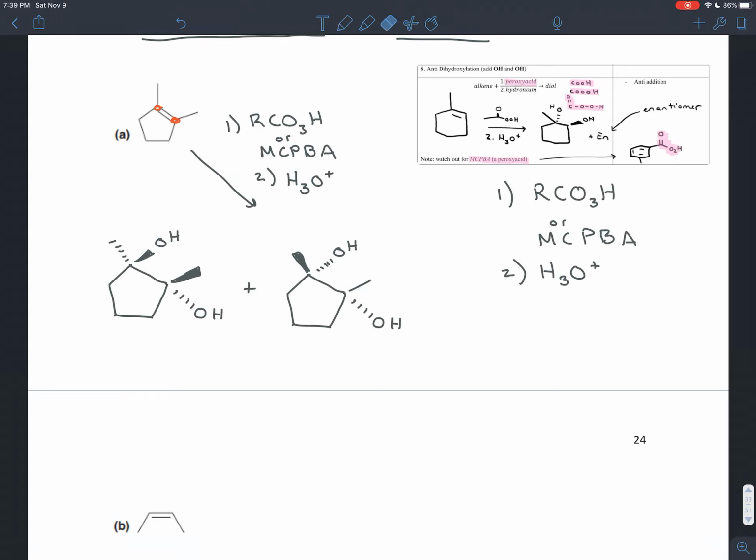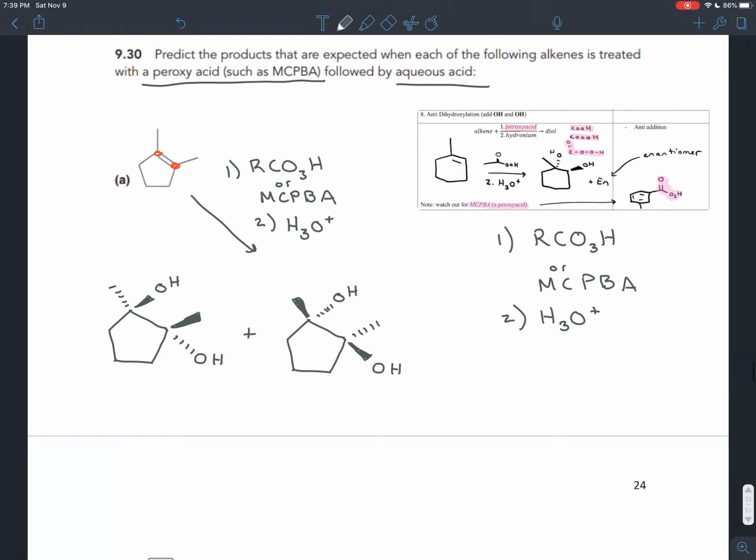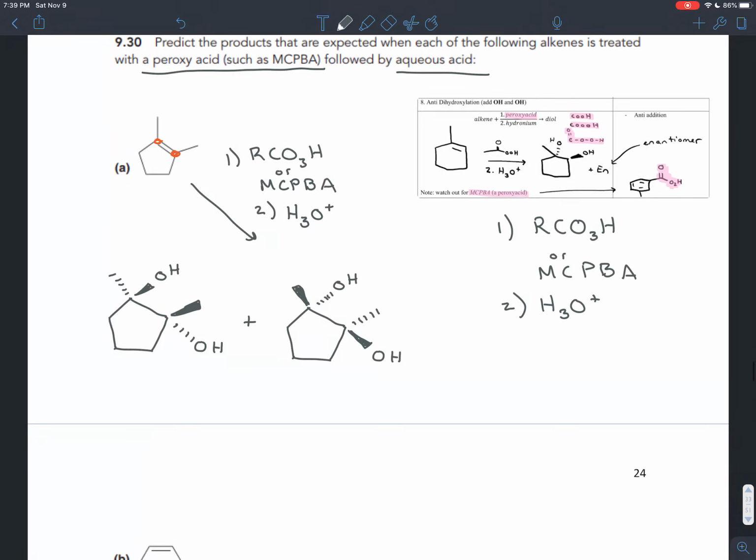And so likewise, if we have one that's coming out at us, we'll make it going away. And if we have one that's going away, we'll make that bond come out. And by doing that, we switch the chirality of each of those chiral centers. If you switch all of the chiral centers, you get the enantiomer. So these are your 2 enantiomers. You'd get them in a 50-50 racemic mixture when you do this anti-dihydroxylation with a peroxy acid and that alkene.